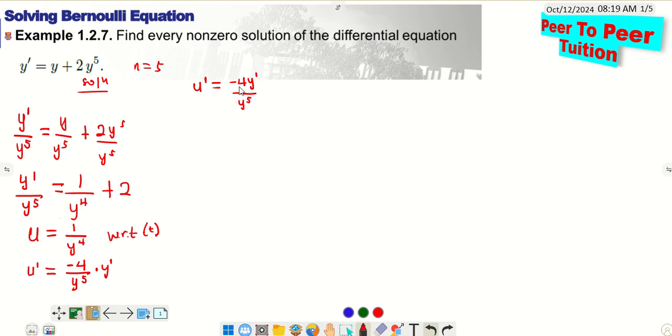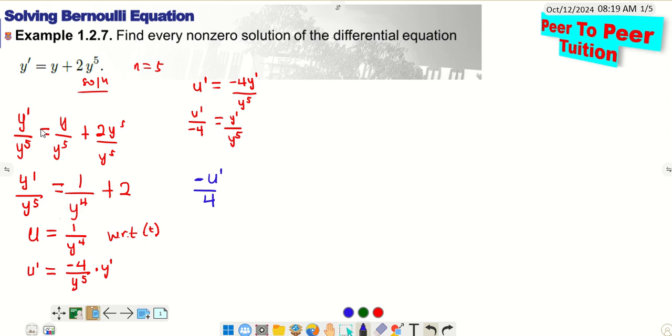So let us divide through by negative 4. If I do that, I'll get u prime over negative 4 should be equal to y prime over y exponent 5. So now I can substitute this into this. So let us do that. So by substitution, y prime over y exponent 5 is negative u prime over 4.